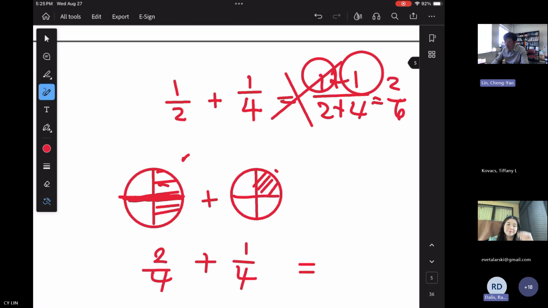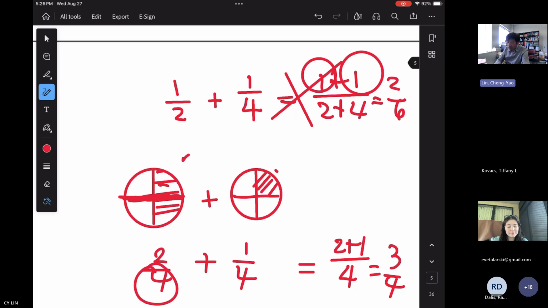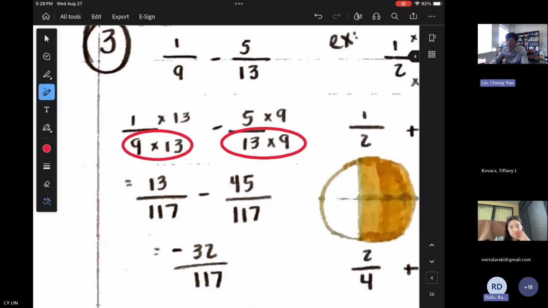Very nice. So now we can add numerator plus numerator, and keep the denominator. So we have 3/4. Does that make sense to you? Very nice. And that is the reason we need a common denominator in order to do the operation. Does that make sense? If this doesn't make sense to you, we're going to go back to here.